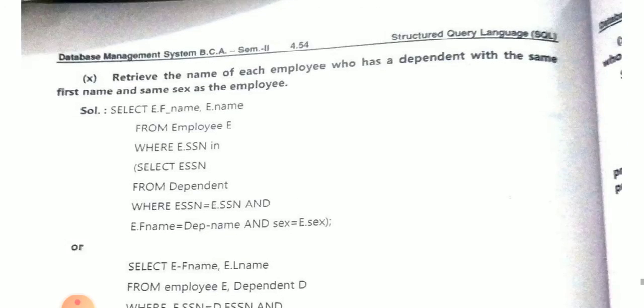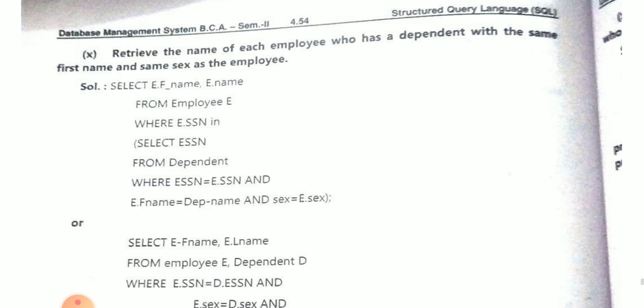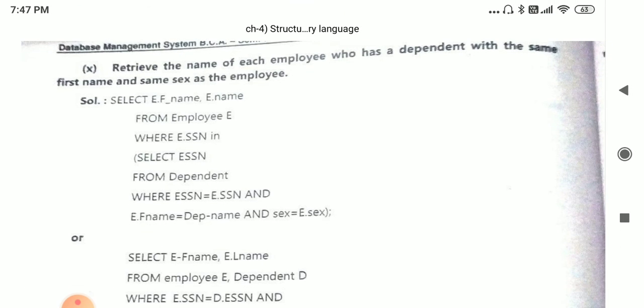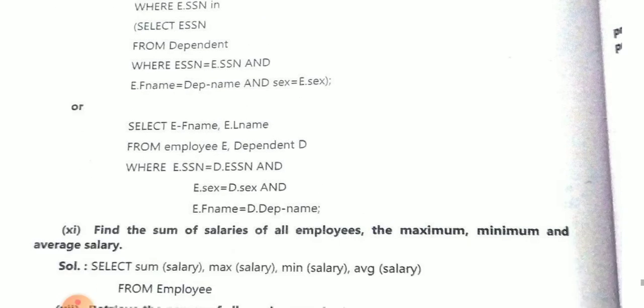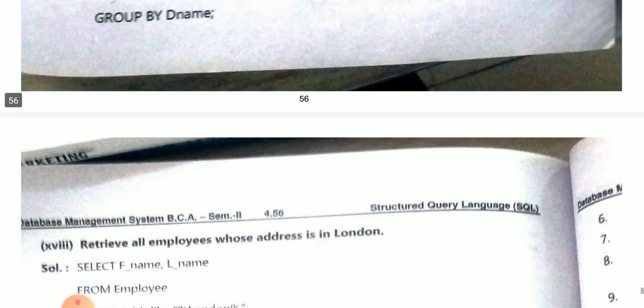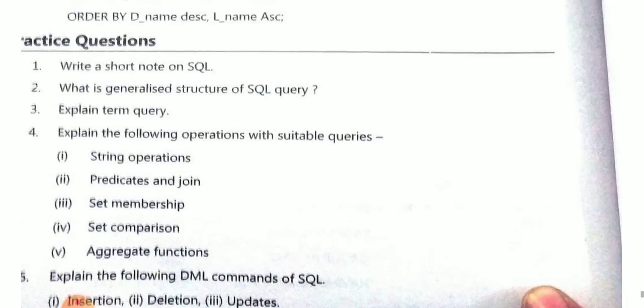We have to solve all these queries. Retrieve the name of each employee who has a department with the same first name and same sex as the employee. Then: select E F name, E name from employee where ESSN in, select ESSN from department. These queries we have to see at the time of practical, and you solve your own.